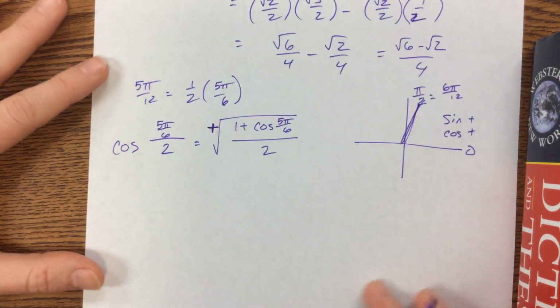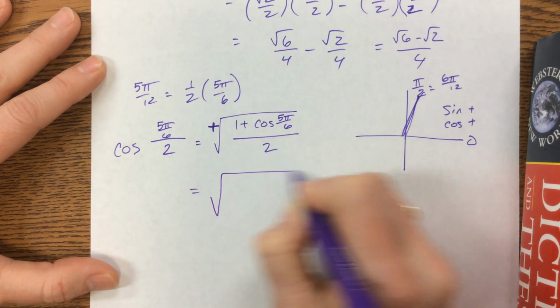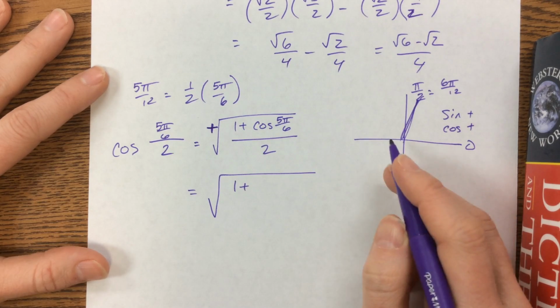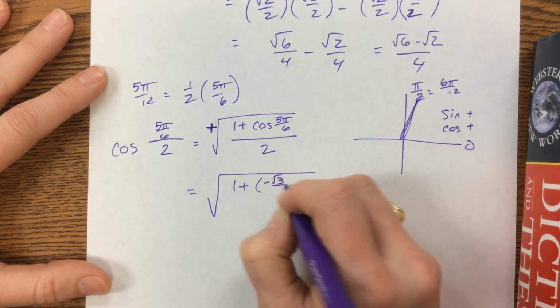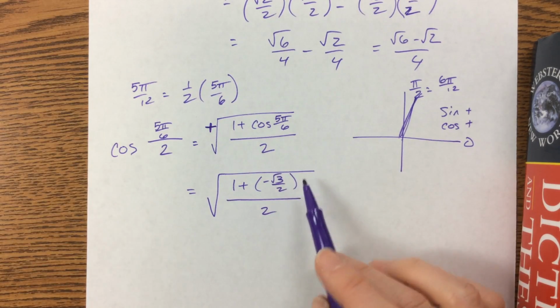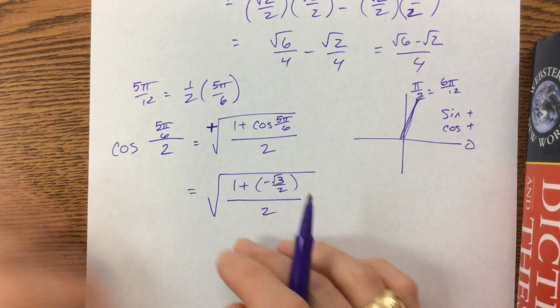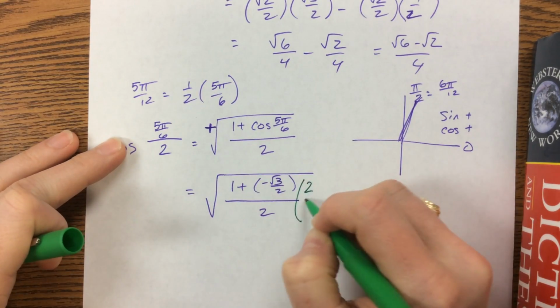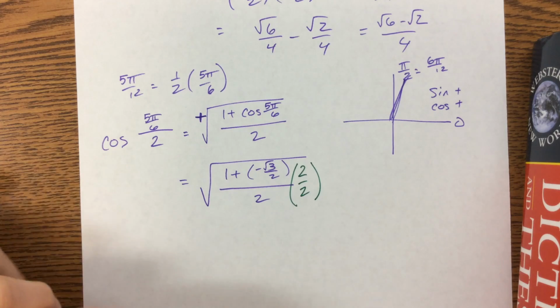And now I have the square root of 1 plus, well, cosine of 5 pi over 6 is a negative root 3 over 2, divided by 2. Well, you can't leave fractions in a fraction, and really I don't want you to leave fractions under the radical. So I would come through, there's many ways to clean this up, but here's one.